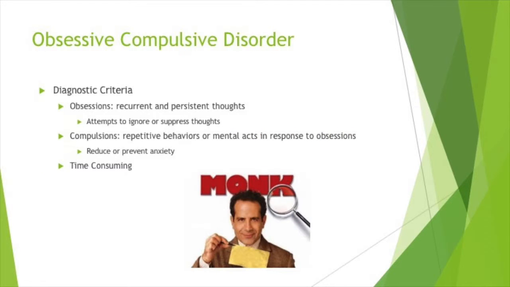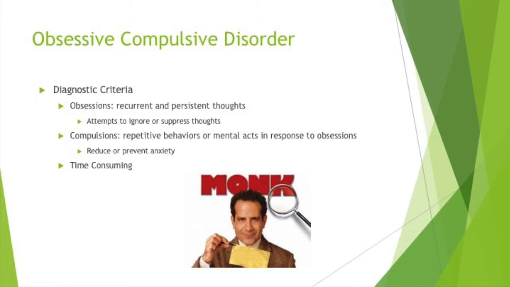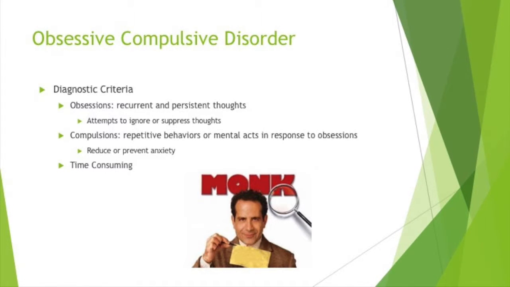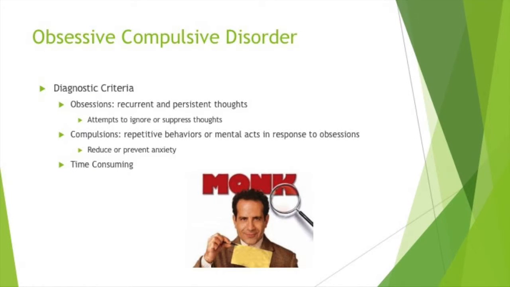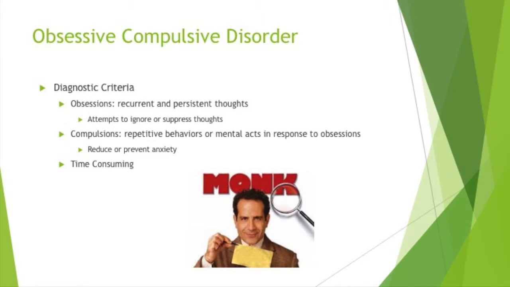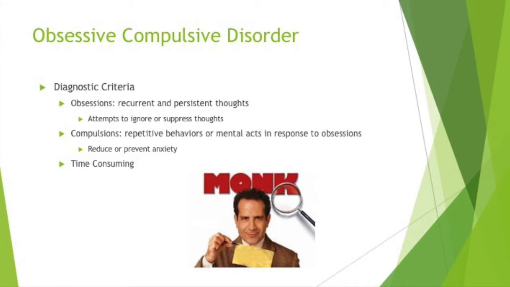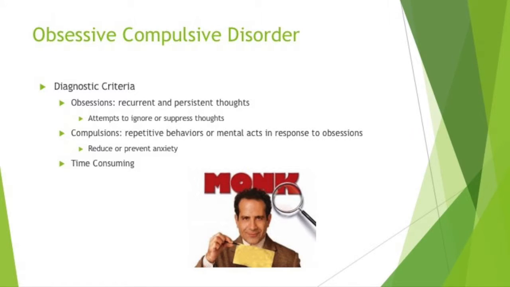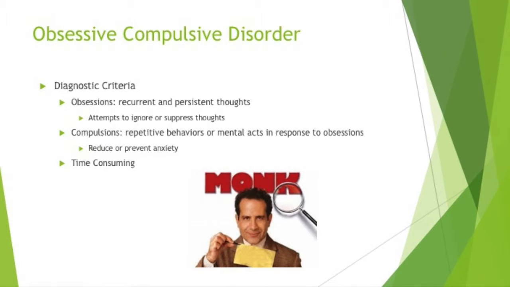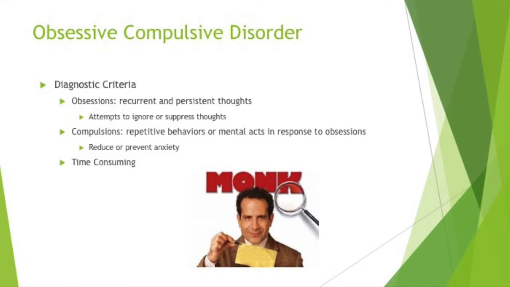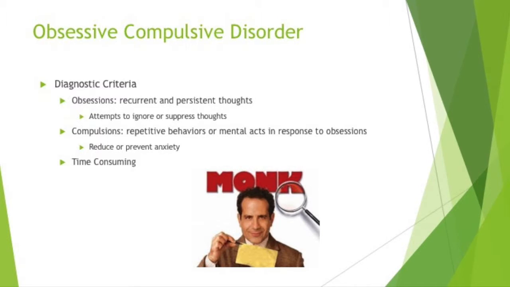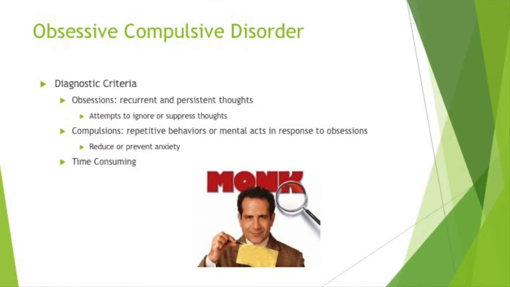Antidepressants are also a common treatment in obsessive compulsive disorder. Obsessive compulsive disorder is characterized by two main diagnostic criteria of obsessions and compulsions. Obsessions are recurrent and persistent thoughts experienced by the individual, and the individual attempts to ignore or suppress these recurrent and persistent thoughts. Compulsions, on the other hand, are the repetitive behaviors or mental acts done in response to the obsessions, and they are typically done to reduce or prevent anxiety. In addition, these obsessions and compulsions are typically very time-consuming and cause significant distress to the individual.